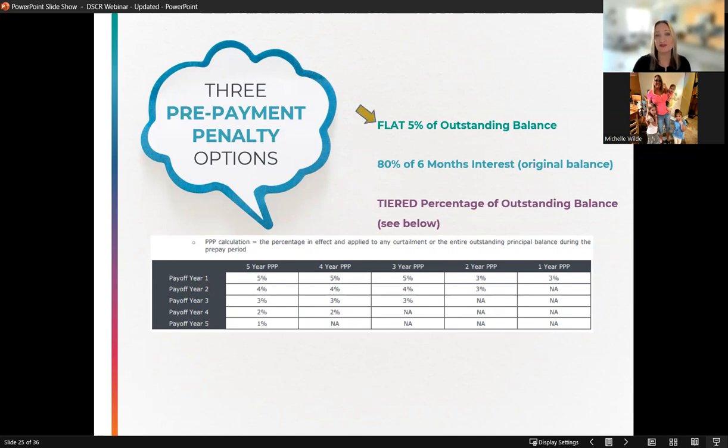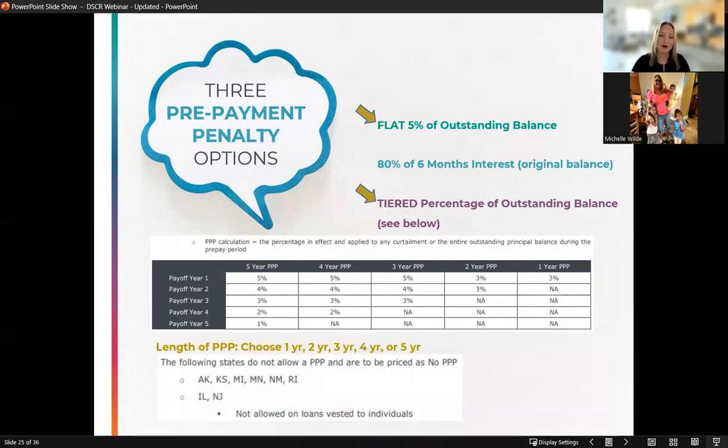The ones that do have the best pricing are the flat 5% and the tiered. The months interest option, when I priced it today, was like 3/8 worse. So these two with the yellow arrows, those are the best price. And there are certain states that do not allow a prepayment penalty. Those are listed here on the screen. Once you put the zip code into our system, it'll recognize that, and it would be priced with no prepayment penalty.